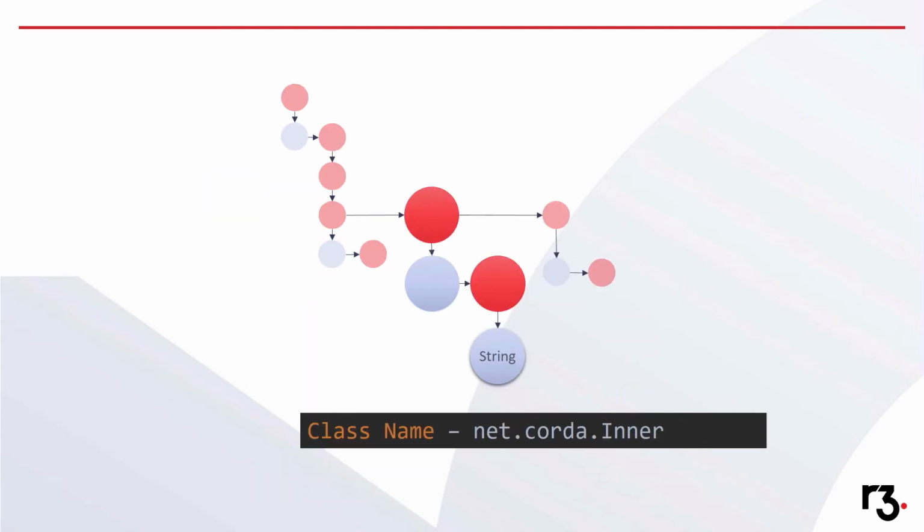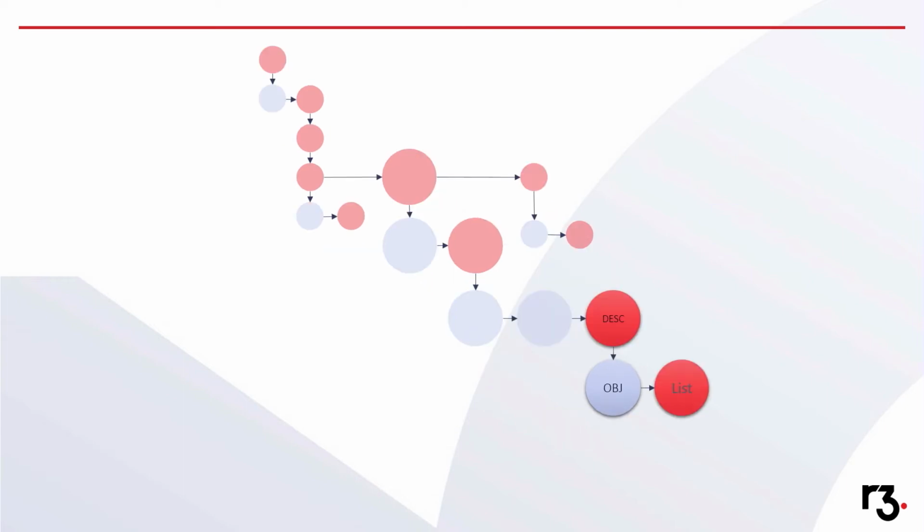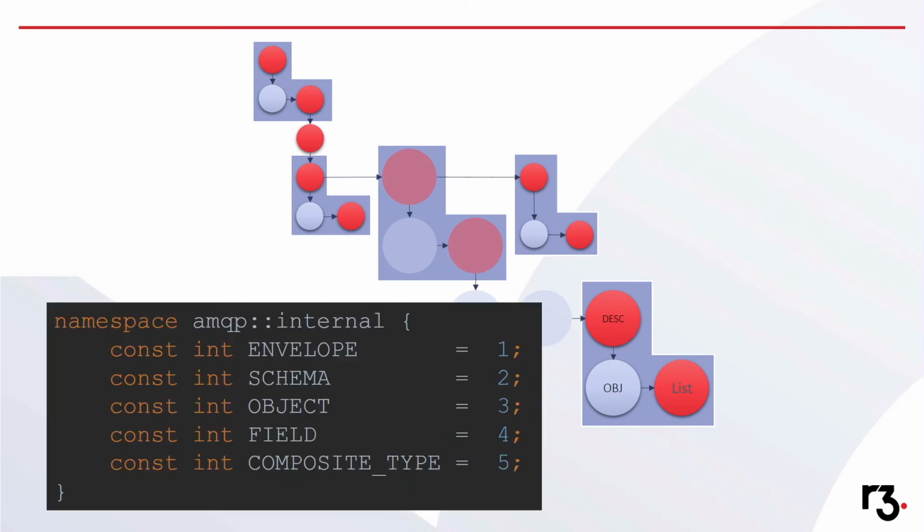So what describes a composite type? Well, they have names, net.corda.inner. They have a label. Let's give some metadata to the class. Now, the next one is interesting. We have another described type, and this is our object reference. Those paying attention will notice we had this repeated pattern over and over again in our tree. And again, as I said, described types give meaning to the encoded information.